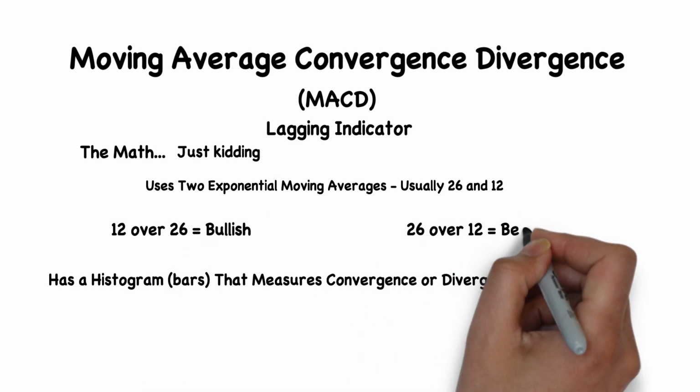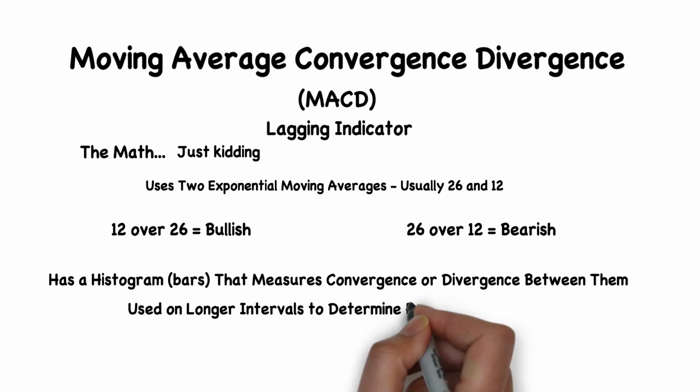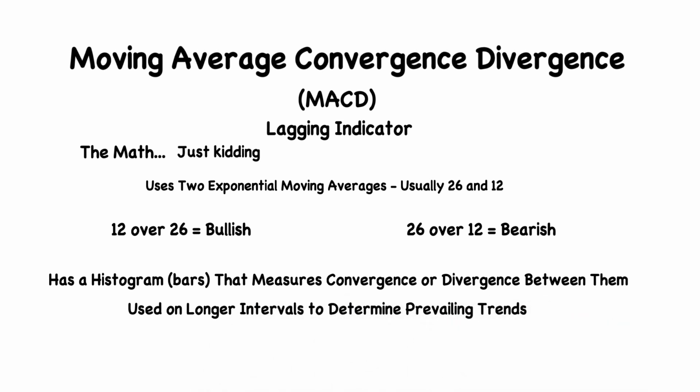If the 12 is over the 26, the market is bullish. If the 26 is over the 12, the market is bearish. And it's used on longer intervals to determine prevailing trends.